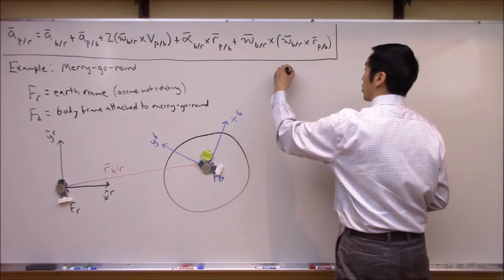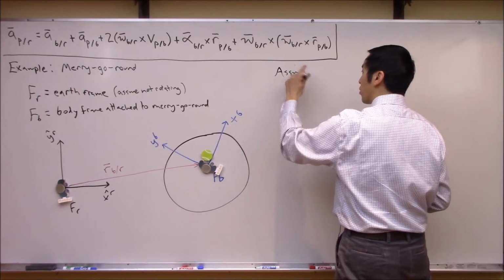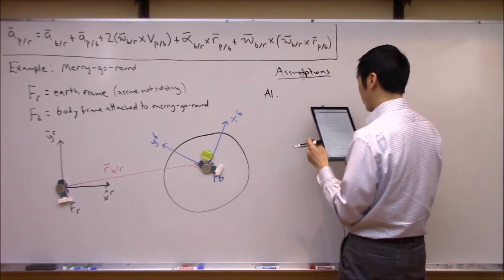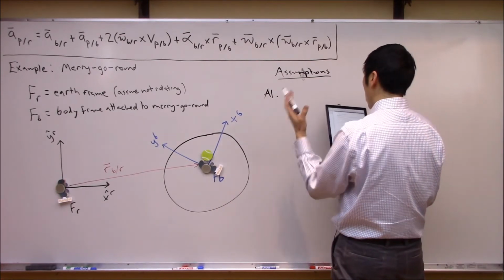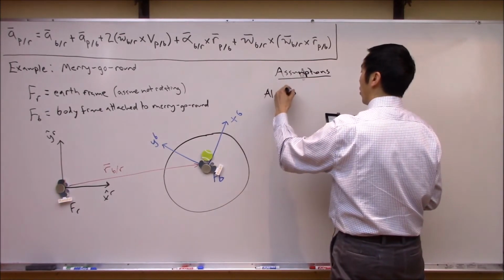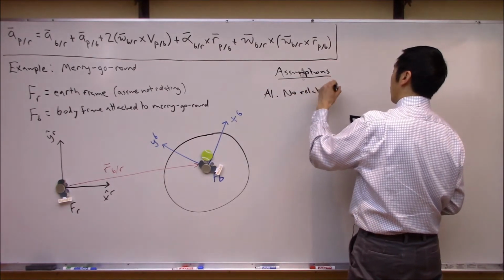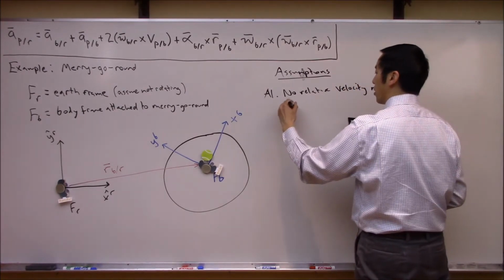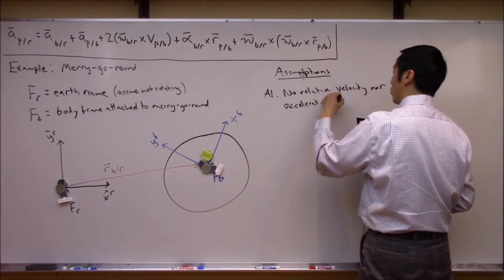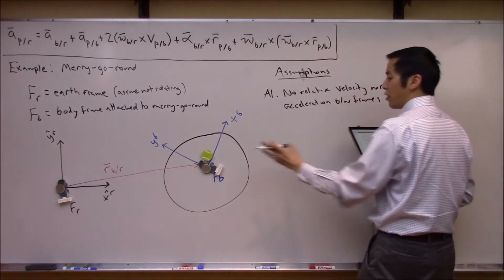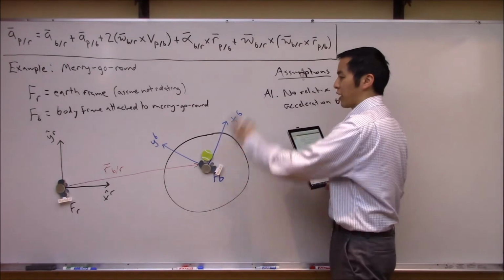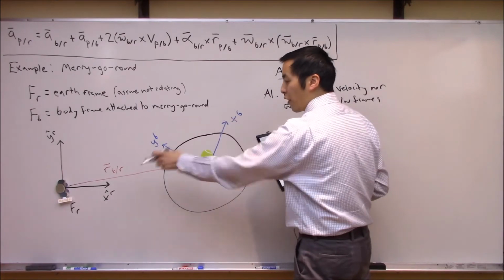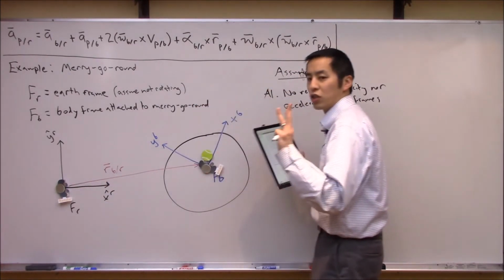So, assumptions. Okay, so A1, the first assumption we're going to make here is that there's no relative velocity nor acceleration between frames. Right? I mean, this merry-go-round is not mounted on the bed of a pickup truck that's driving all around. And Randall, he's not walking around or doing anything like that. The merry-go-round is fixed with respect to this observer, FR, who's just standing there, right?